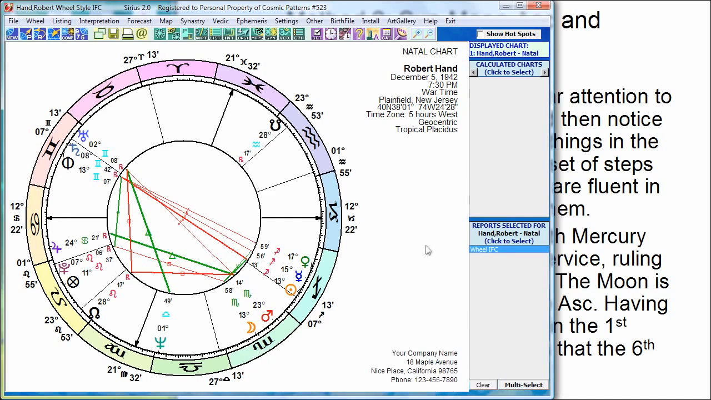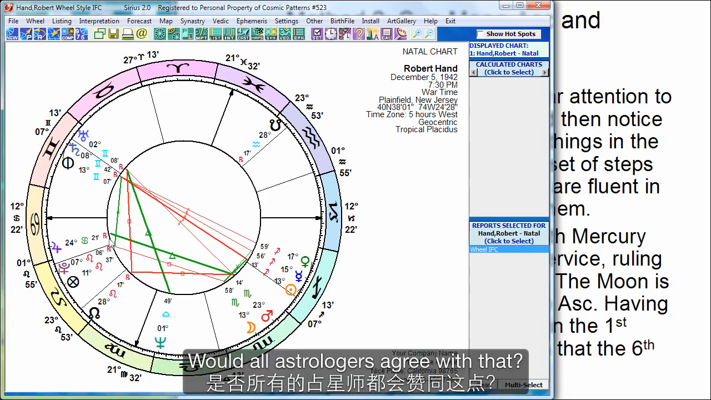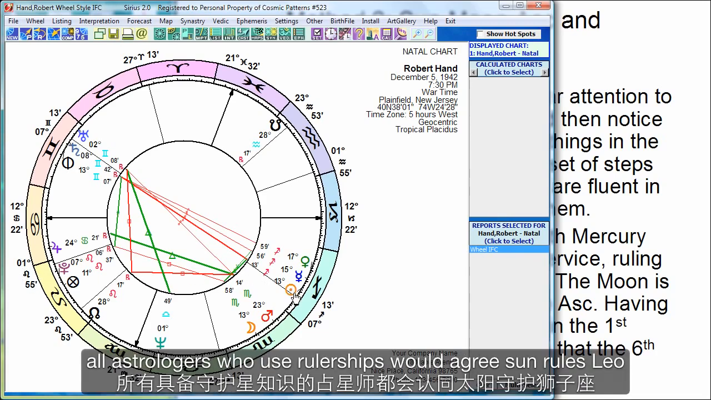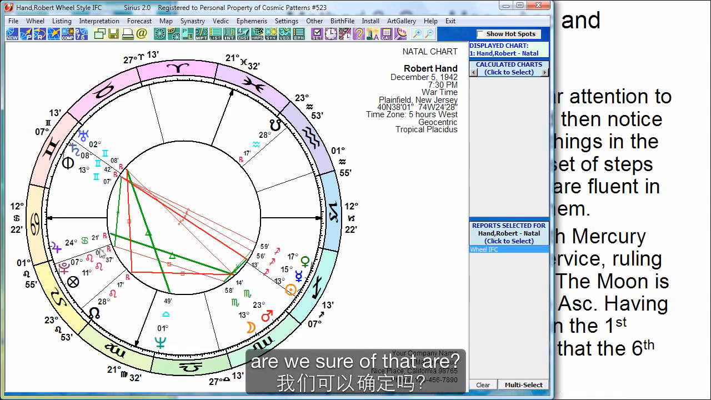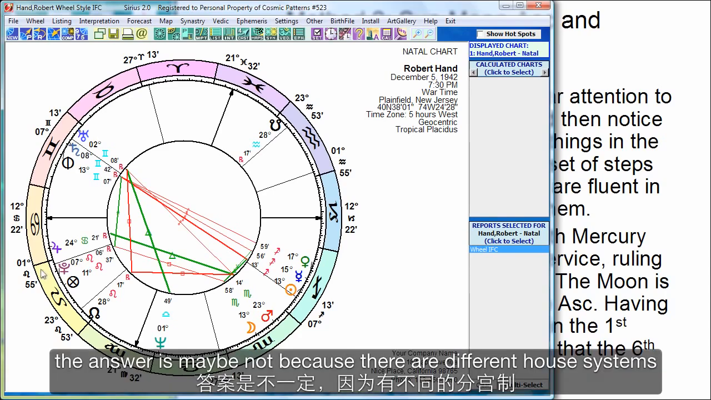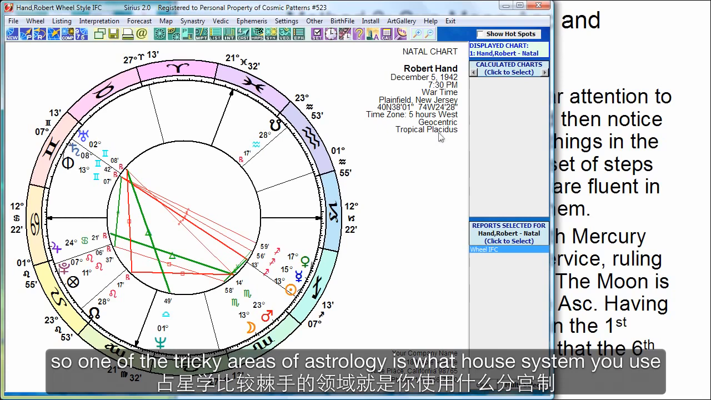Now, question for you. I said the Sun rules the second house because the second house cusp is 1 Leo. Would all astrologers agree with that? All astrologers who use rulerships are going to agree that Sun rules Leo. But is Leo necessarily on the second house cusp? Are we sure of that? Are we really sure of it? The answer is maybe not, because there are different house systems, and we're using Placidus houses. So one of the tricky areas of astrology is what house system you use.